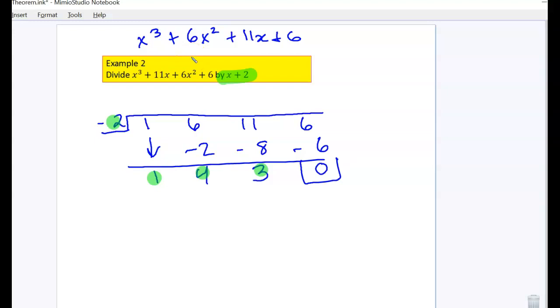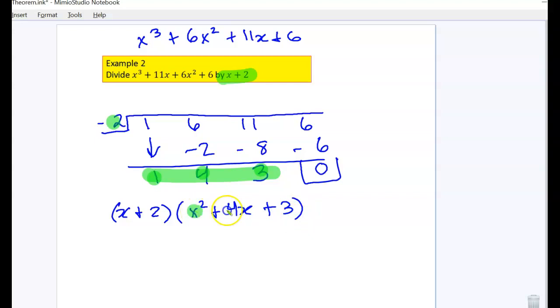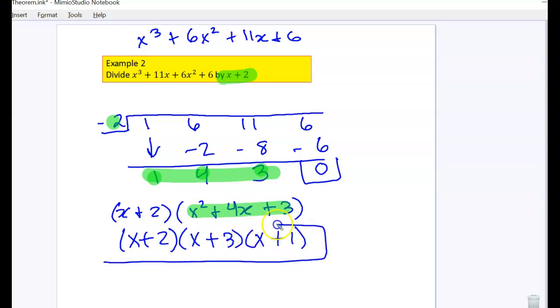So I am left with my original divisor, which was x plus 2, times this guy here. I started with an x cubed, so the 1 is going to be the coefficient in front of the x squared. 4 is going to be the coefficient in front of x, and 3 is a constant. Now, I hope you notice that that is a quadratic that can be factored. So those are the 3 factors of that polynomial.